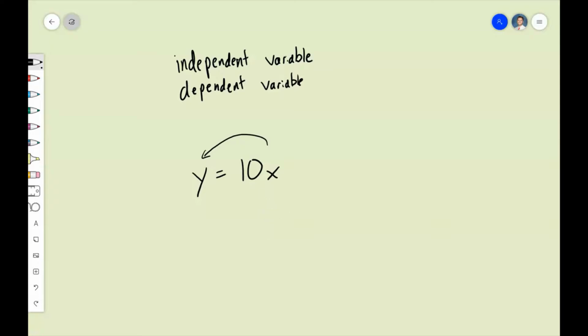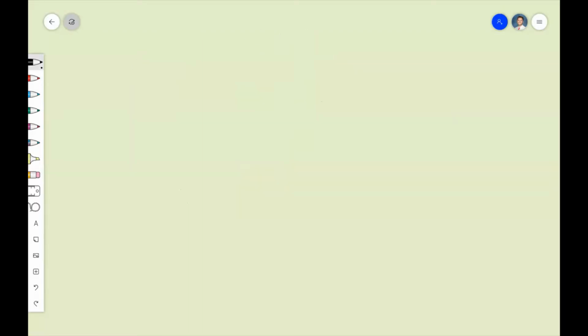So if you buy one shirt, you spend $10. If you buy two shirts, you would spend $20. Three shirts, you would spend $30. So x here is our independent variable, and y is the dependent variable. So let's look at another example.